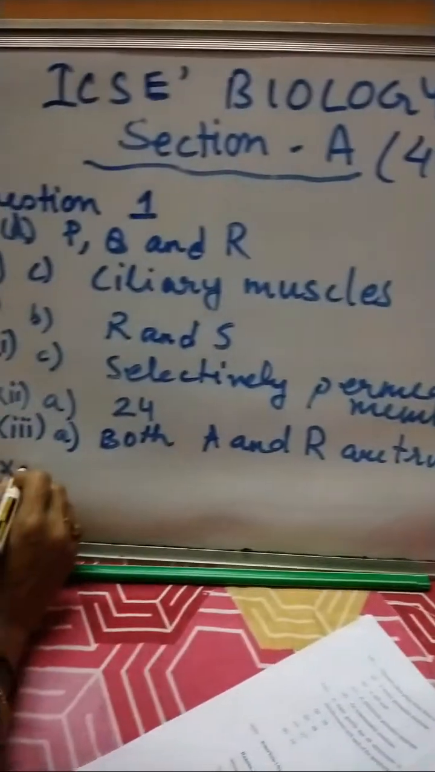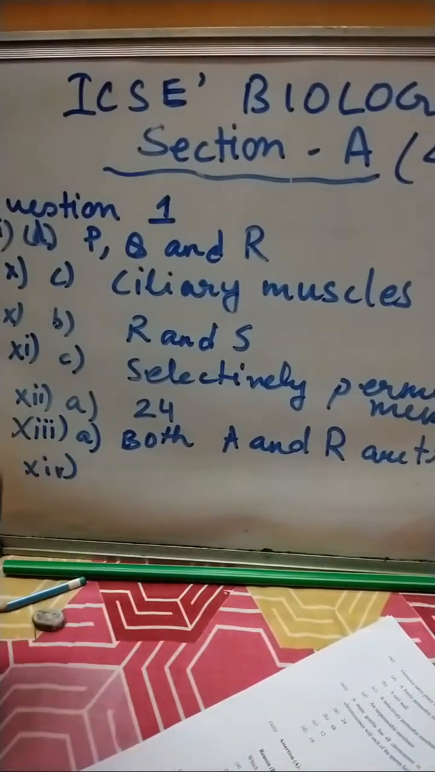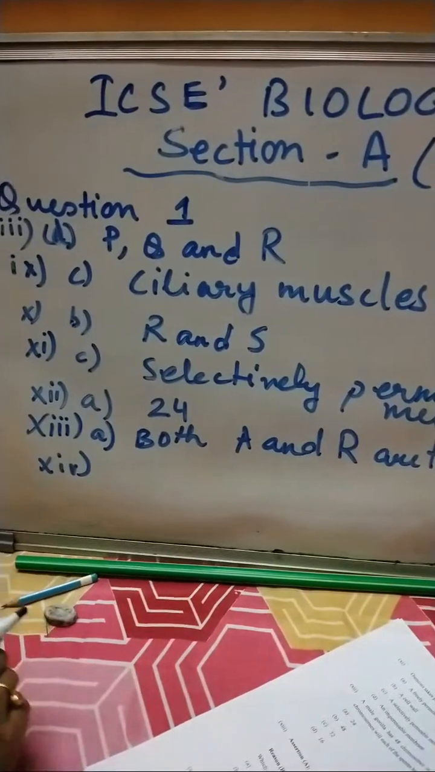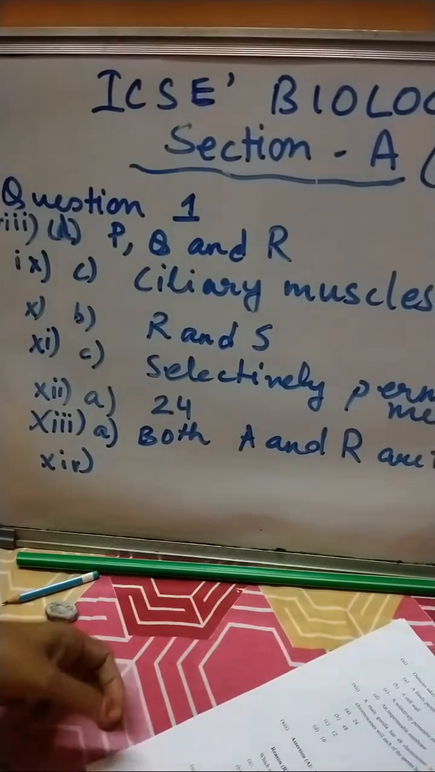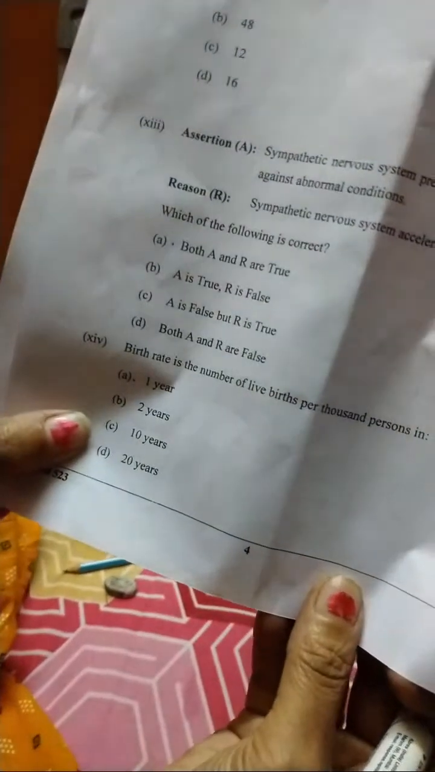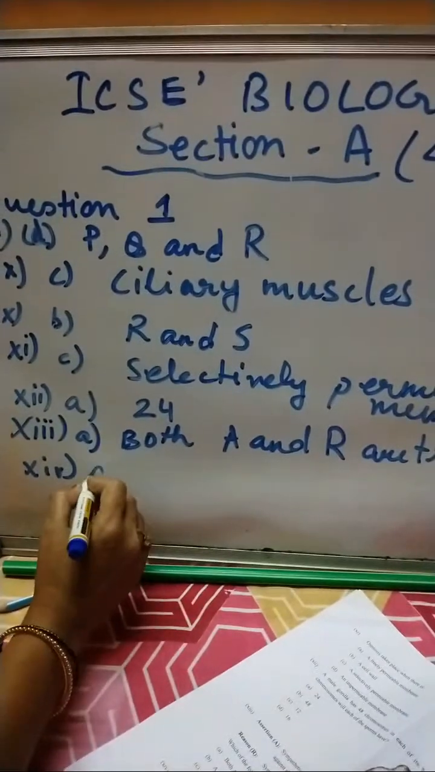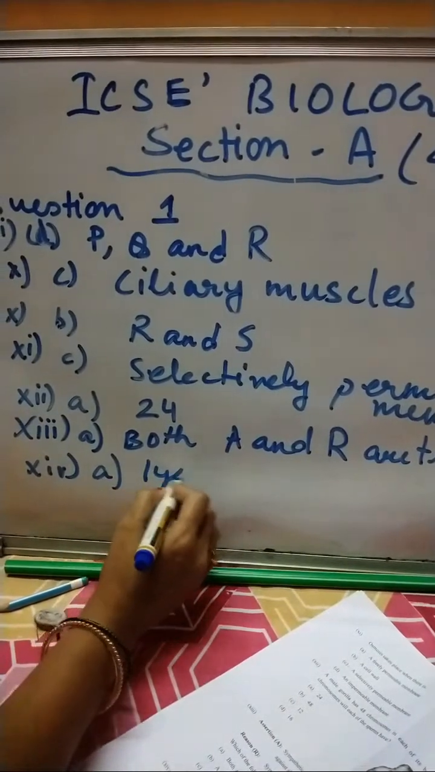We'll go to the next question, question number 14. Birth rate is the number of live births per 1,000 persons in n. The options are A 1 year, B 2 years, C 10 years, D 20 years. The answer is the first one, that is 1 year.